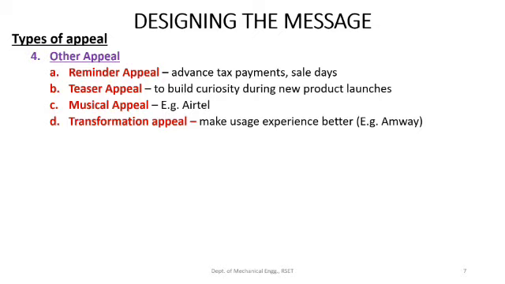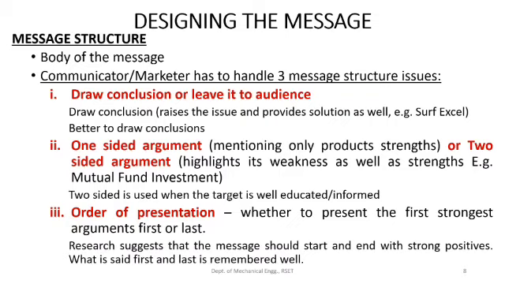Okay. Now that we have seen what the right message content is, the right message content is made up of the right choice of words, the right theme or idea, and the right kind of appeal. The kind of appeal depends upon the nature of the product. Since we have seen what the message content is made up of, now we will go on to the next part of designing the message, that is designing the message structure.